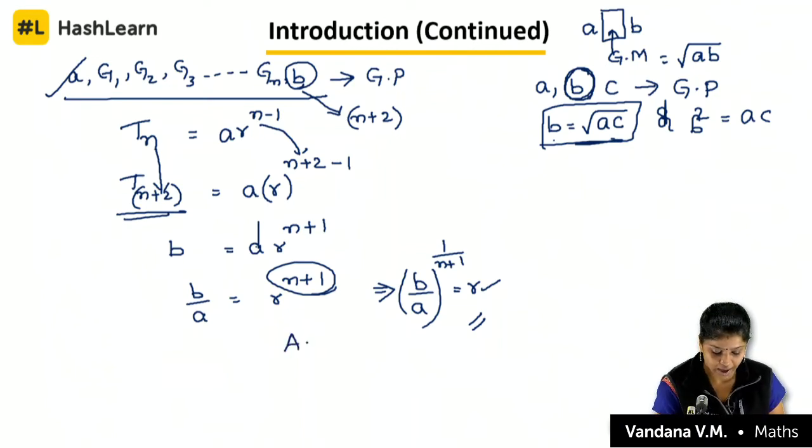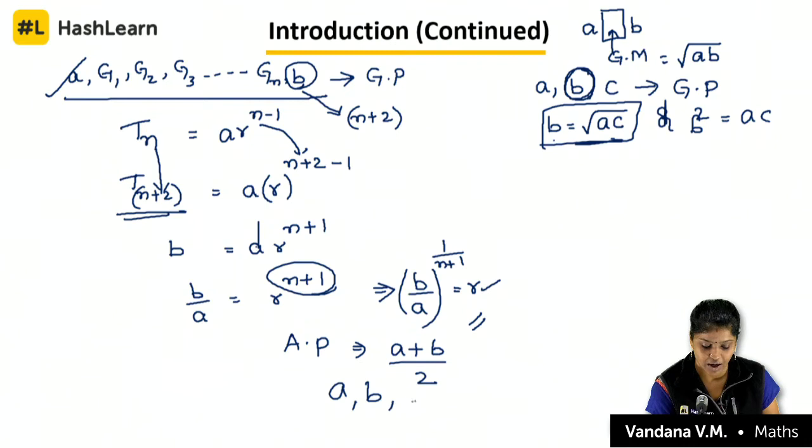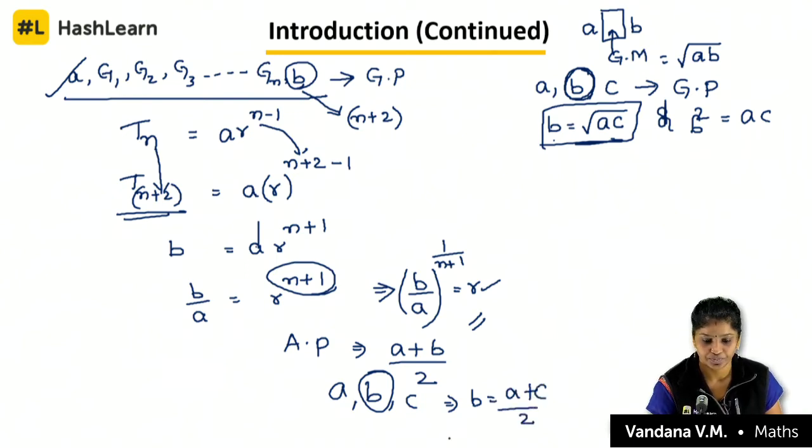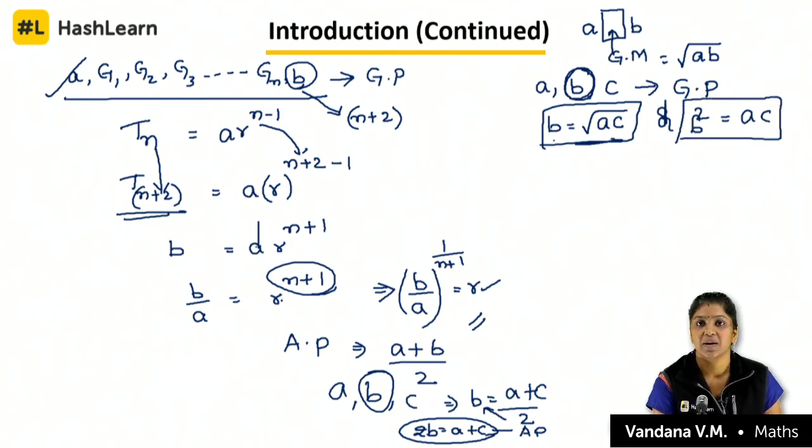The condition for arithmetic progression, what I told you: the arithmetic mean is A plus B by 2. If you have 3 terms A, B, C, the middle term we call the arithmetic mean. So B is equal to A plus C by 2. Now do the cross multiplication, that is A plus C is equal to 2B. So the condition for arithmetic progression is 2B equal to A plus C, and the condition for geometric progression is B square equal to AC. This is very, very important.